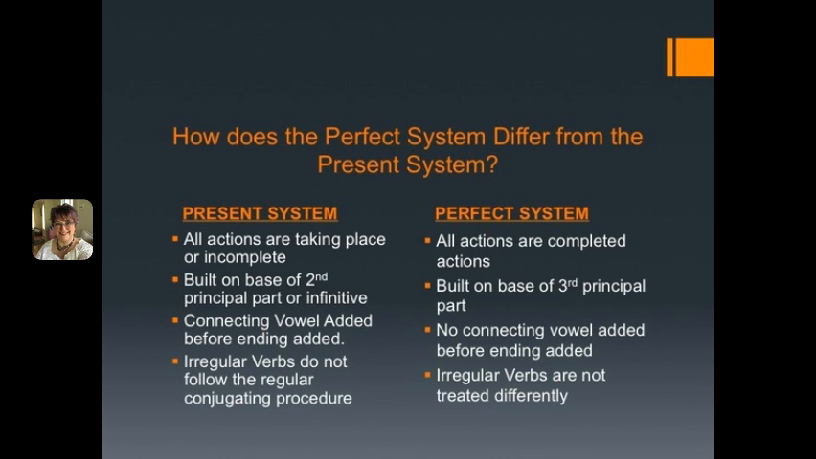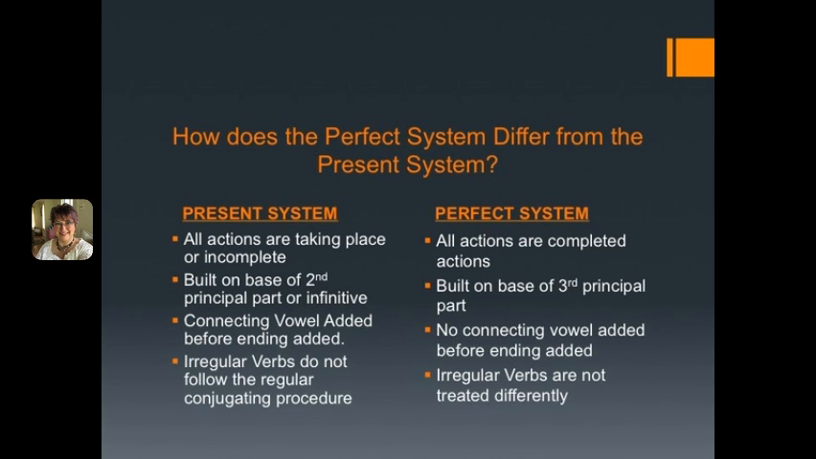If you look at the third principal part of verbs, their spellings often look very different from the second principal part. Connecting vowels were quite the challenge when dealing with the present, the imperfect, and the future tenses. And so something that you can all rejoice about is that when you are conjugating verbs in the perfect system, there are no connecting vowels needed.